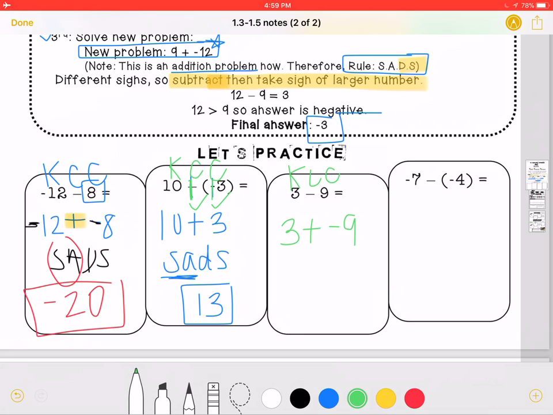So look at those two numbers. We have a positive 3 and a negative 9. They're different, right? So what does it mean when they're different? What should we do with those two numbers? Go ahead and do that on your paper. What should you do with both of those numbers? And then decide, is my answer positive or negative?